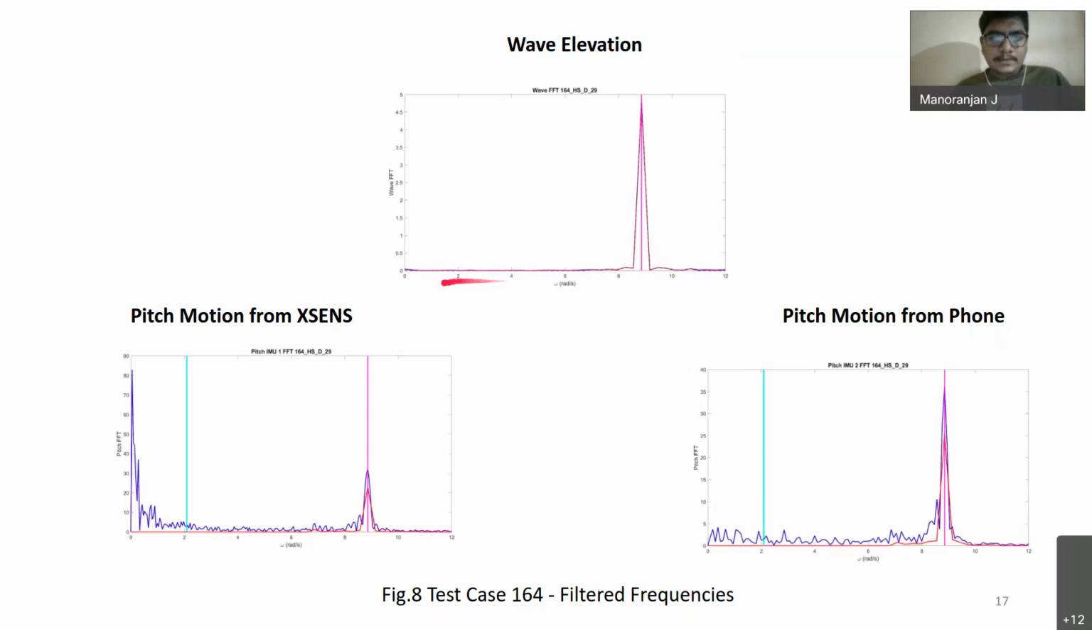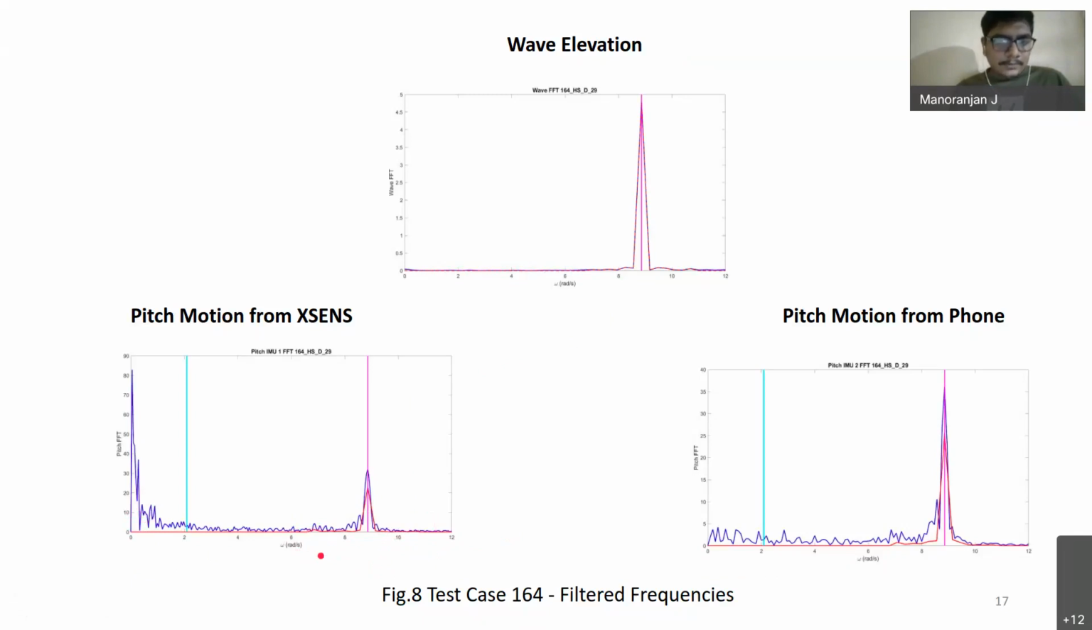In the wave elevation FFT, this might not be very apparent, but for the pitch motions, this will be easily noticeable. The blue line that you see in the plot is the FFT of the time history of the non-filtered wave, and the red line is the filtered FFT. So we are taking a region beyond which the frequencies are not considered.